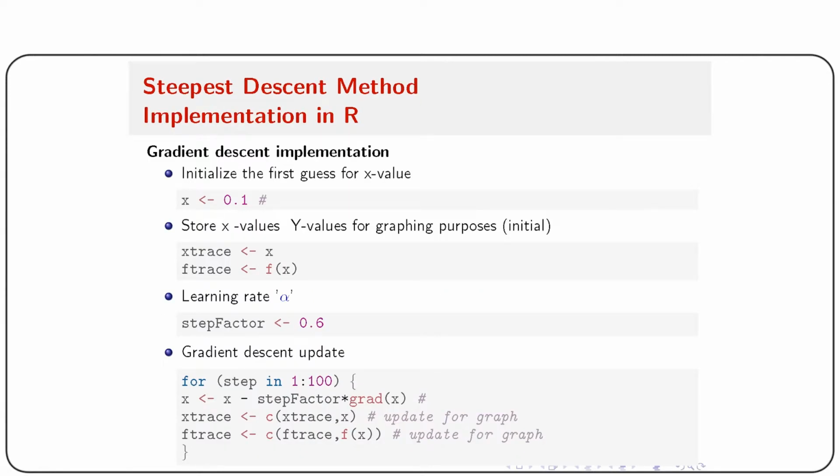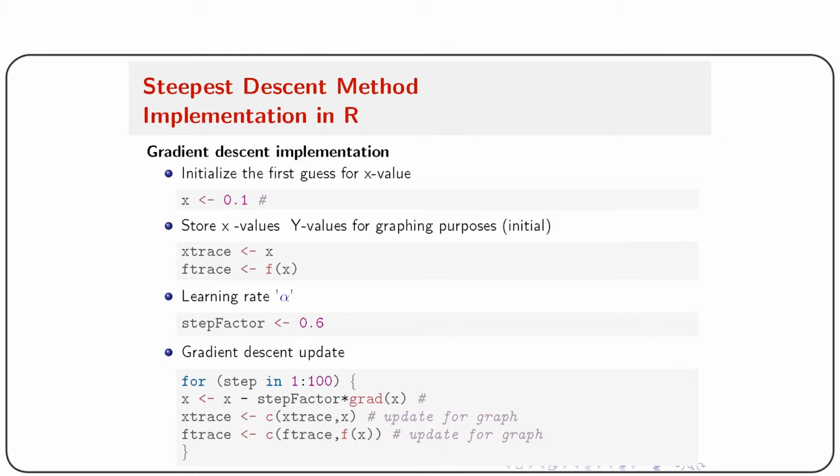For the gradient descent method, let's start with an initial value. The initial value is, say, 0.1, and we start x values and y values for graphical purposes: x trace is the x value and f trace is f(x), the function value. The learning rate alpha, the step factor, equals say 0.6. Now the gradient descent update we can do with a for loop, for step 1 to 100, then x = x - step factor * gradient, that is, alpha * grad f(x) as given earlier.